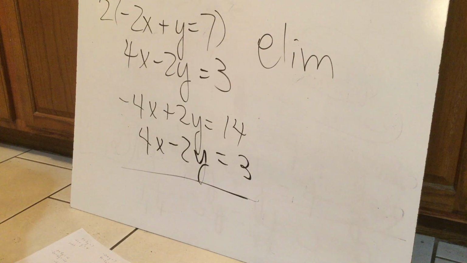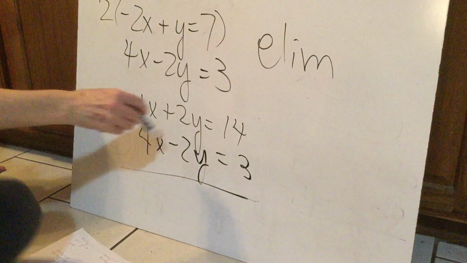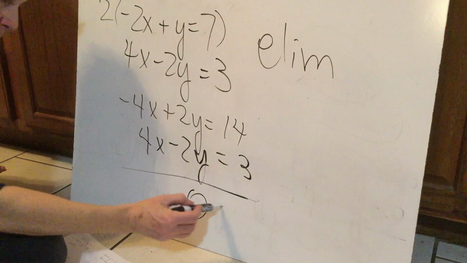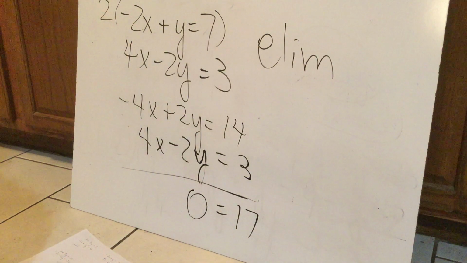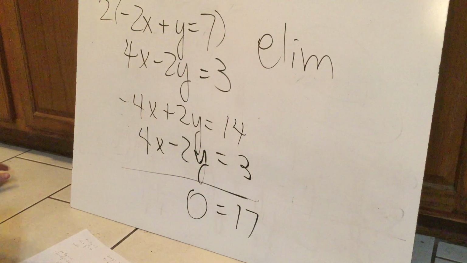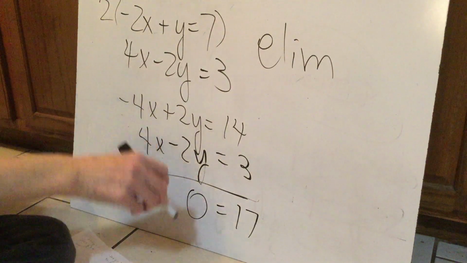The problem is, what do you notice? It also cancels out the y's. So everything over here is gone, and this is 17. Now, does 0 ever equal 17? No. So do you remember what that means? That means these lines are parallel. They do not intersect. There is no intersection.